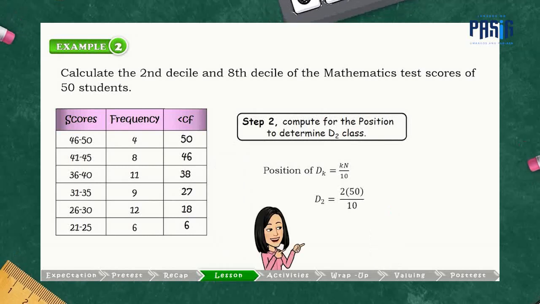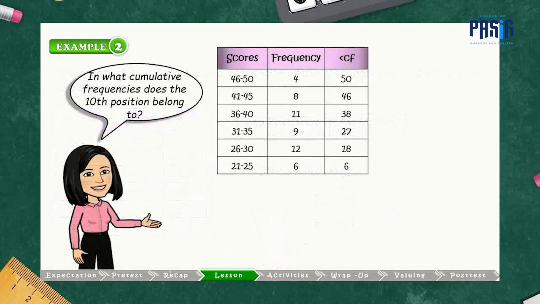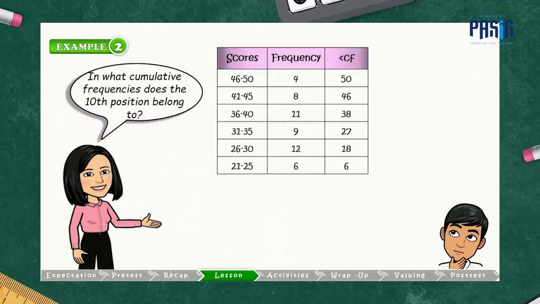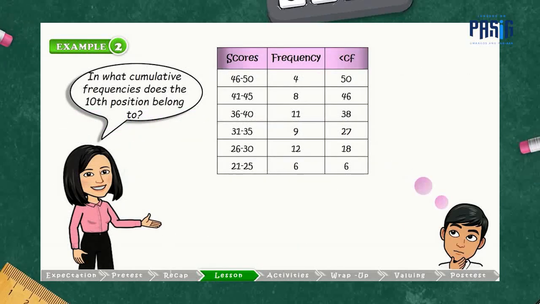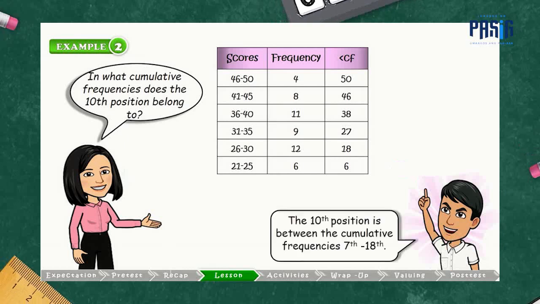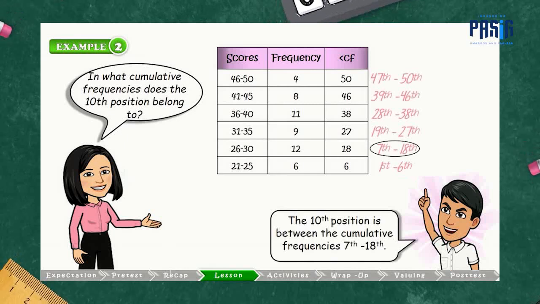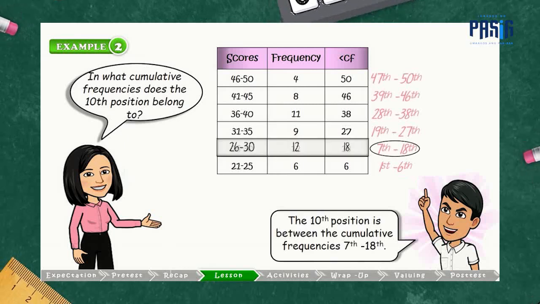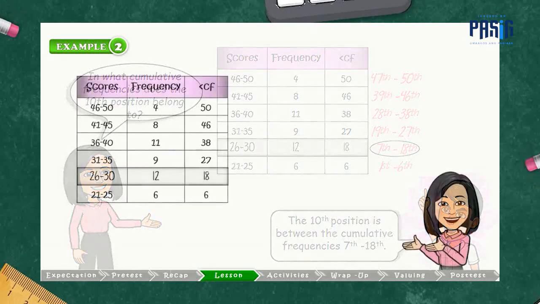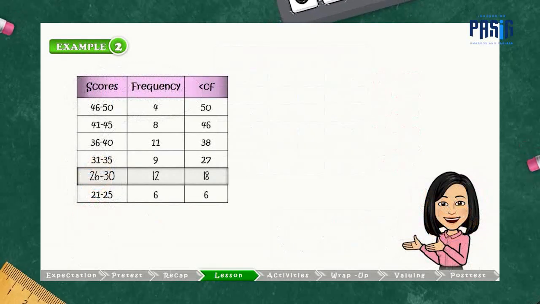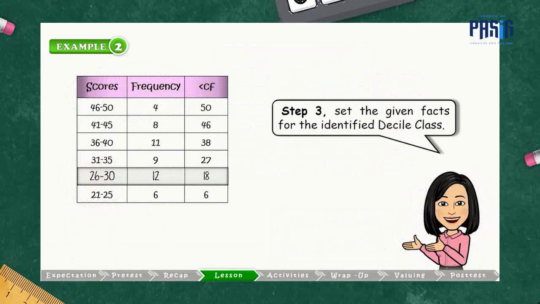Yes, it's 10. In what cumulative frequencies does the 10th position belong to? Good! The 10th position is between the cumulative frequencies 7 to 18, which belong to class interval 26 to 30. After we determine the D sub 2 class, let's proceed to step 3.